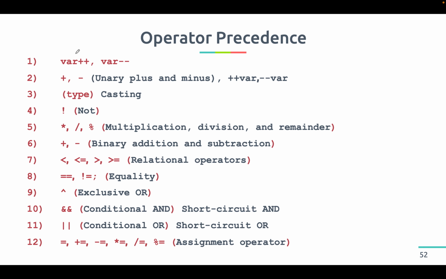So the operator precedence, as we've seen in other programming languages, is the same. The highest precedence is for the post-increment, and then the pre-increment and the unary operators plus or minus, which is the negative or positive of a number, and then casting, if we cast, this has higher precedence, and then the not operator, and then multiplication, division, and remainder, and then addition and subtraction, relational operators, equality, XOR, conditional and, then conditional or, and then the assignments.